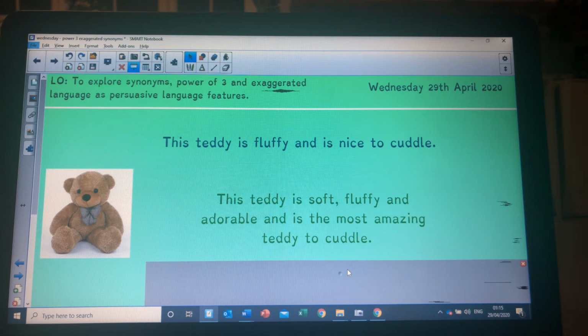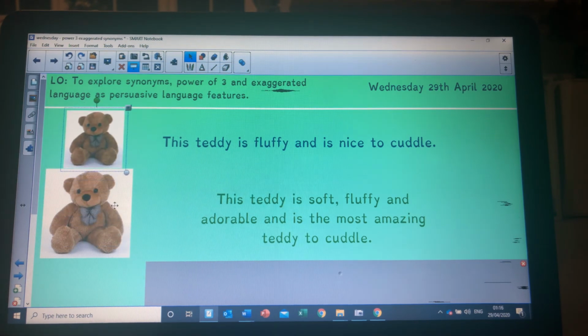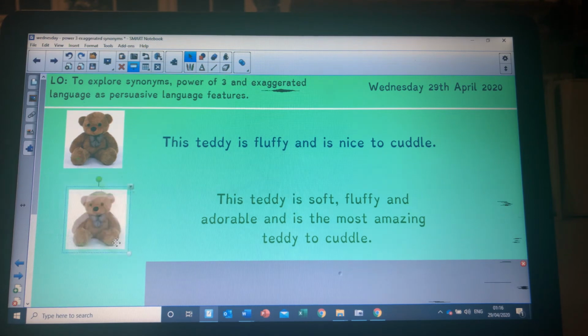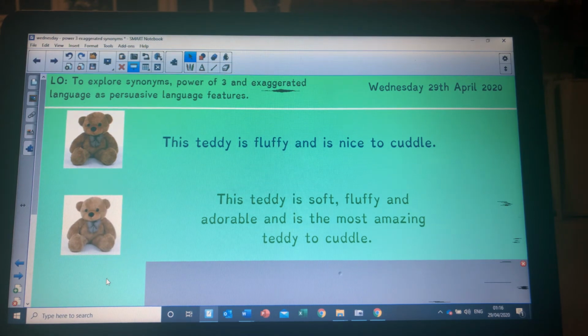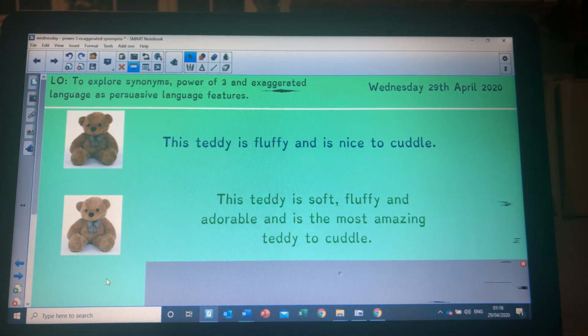So if there were two images of this teddy, which I'm just going to do now, and you saw these both in a magazine, okay, they're the same price. They're both $10.99, these teddy bears, in a magazine or in a shop. And you see this description for this one. This teddy is fluffy and is nice to cuddle. Right next to it in the shop or in the magazine picture is the same teddy, but you see this description. This teddy is soft, fluffy, and adorable and is the most amazing teddy to cuddle.